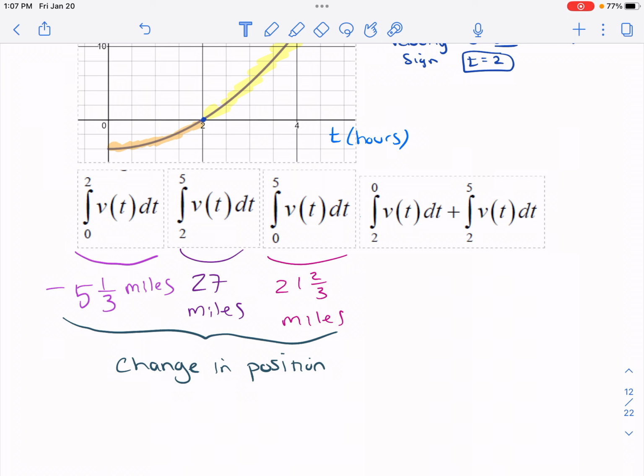The second one means you're 27 miles in the positive direction away from where you were at time 2. And so at time 5, you're 27 miles away from where you are at time 2. And then, of course, the third one is that you are 21 2/3 miles away in the positive direction from where you were at time 0.